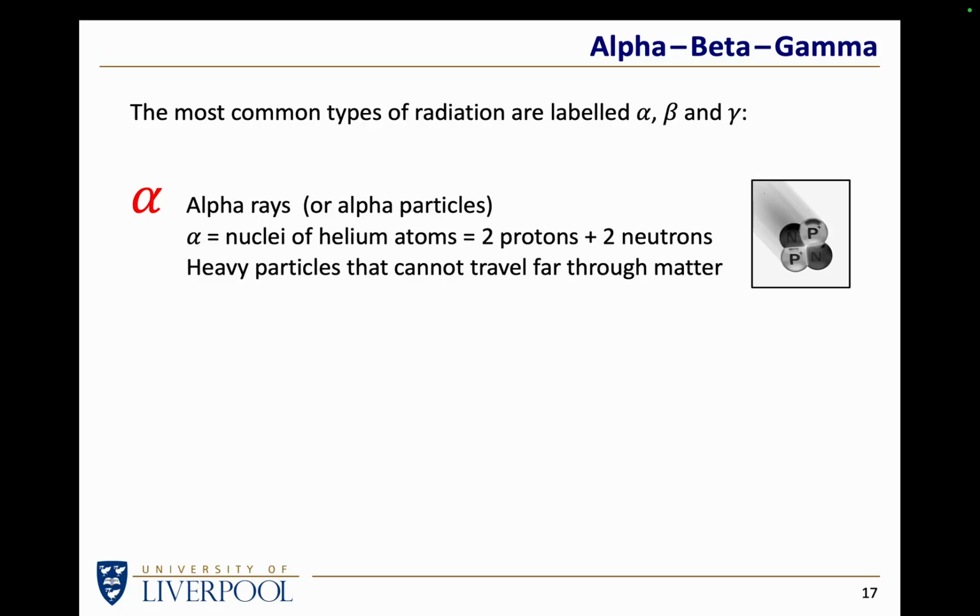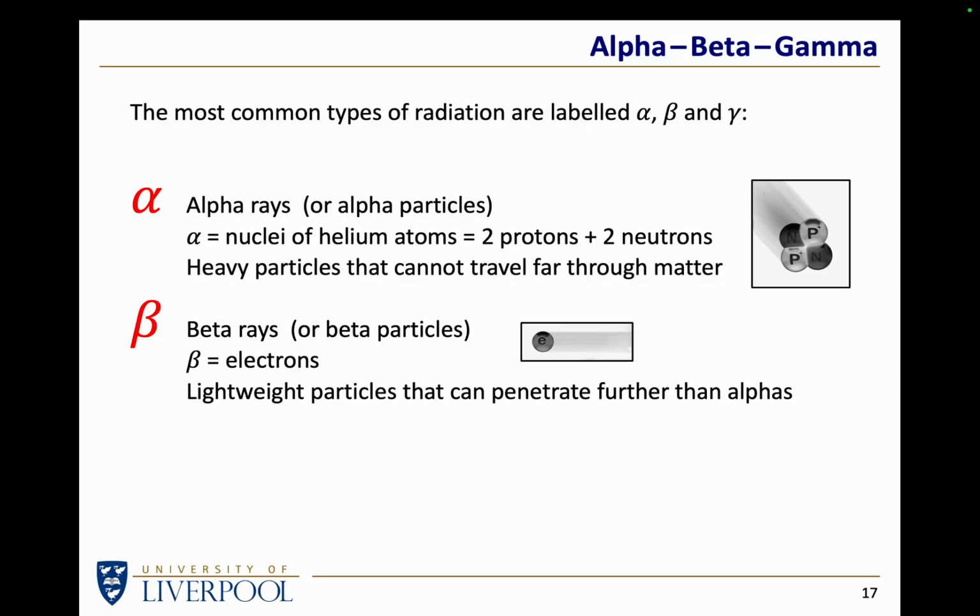They're quite heavy, and that means they interact very strongly with matter, which means they don't travel through matter very well. They can't even travel very far through air, let alone travel through a piece of paper or a piece of metal, for instance. Beta rays, or beta particles, it really doesn't matter, they're synonymous. Betas are electrons, either the electrons we're familiar with or their antimatter equivalent.